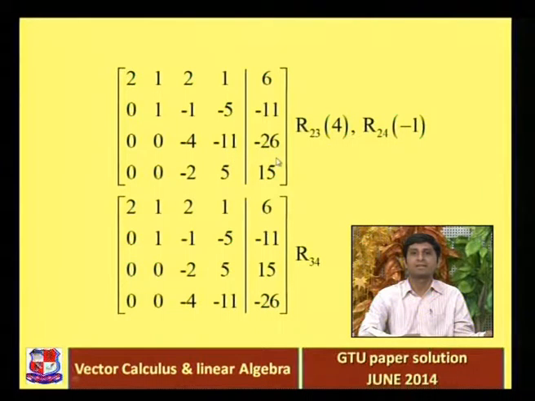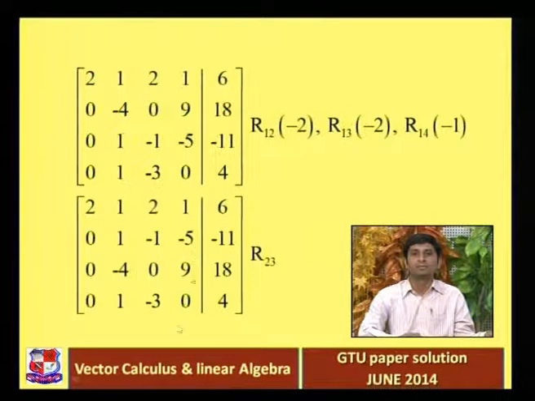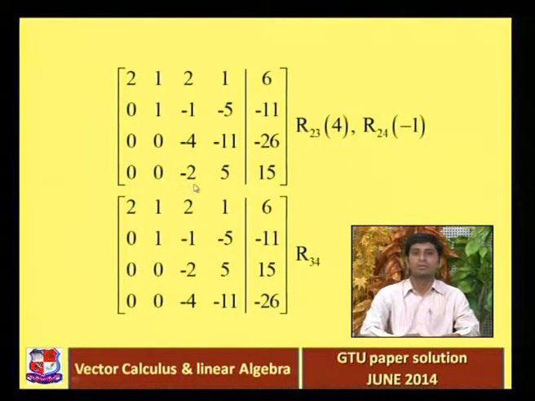And then also we are multiplying the second row by -1 and adding it into the fourth row. So the fourth row is 0, 1 minus 1 is 0, then -3 plus 1, that is -2, then 0 minus -5, that is 5, and 4 plus 11, that is 15. So that is 0 0 -2 5 15, right?